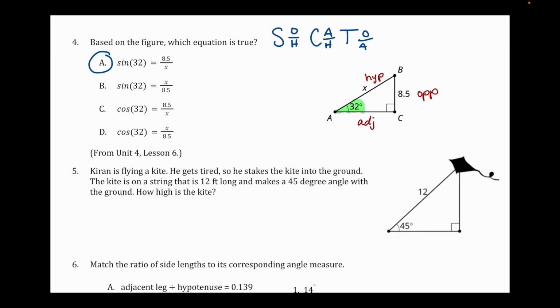Not B, which is x over 8.5. And then cosine of 32 is our adjacent over hypotenuse. So adjacent over hypotenuse, we don't have a number for that. So we can't actually even do our adjacent. So there's only one correct answer here, and it is A. And that's kind of true based on the way they worded the problem. They did say which equation is true, not which equations are true. So there should just be one answer, and it's the first one. Sine of 32 is 8.5 over x.